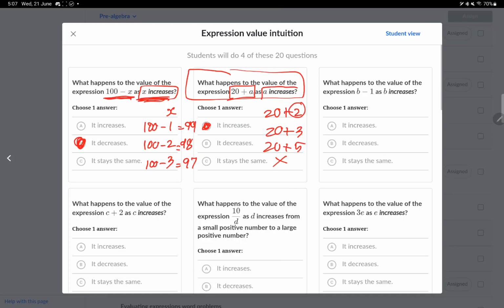Oh, okay. This one, 10 over d, right? As d increases from a small positive to a large positive, would it increase, decrease, or stay the same? Now, I'll tell you guys, it doesn't stay the same. It's either increasing or decreasing. So as d increases from small positive to large positive, it just means that as d goes from, let's say, 1 to 2 to 3, what happens for the expression 10 over d?